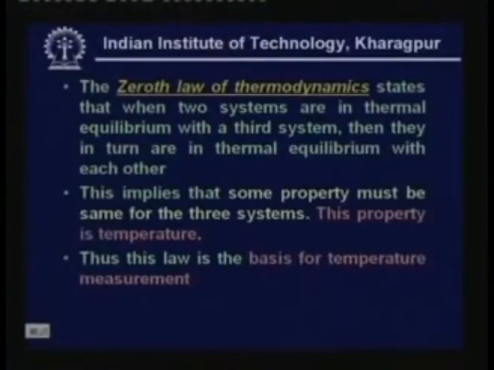It may look simple, but it is very useful because you can draw one conclusion out of this. When the 3 systems are in thermal equilibrium, there must be at least one property which is common to all these 3 systems. That property is known as temperature. So, that is how the zeroth law of thermodynamics, by way of thermal equilibrium, defines a property called temperature, and this zeroth law is the basis for temperature measurement, for example, using thermometers.